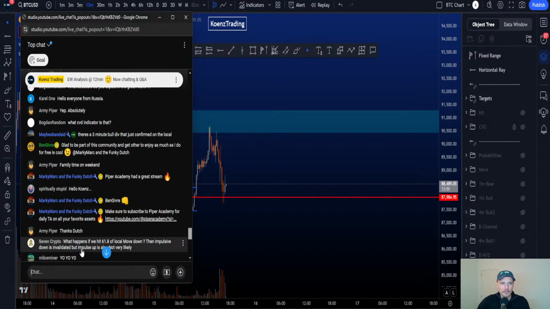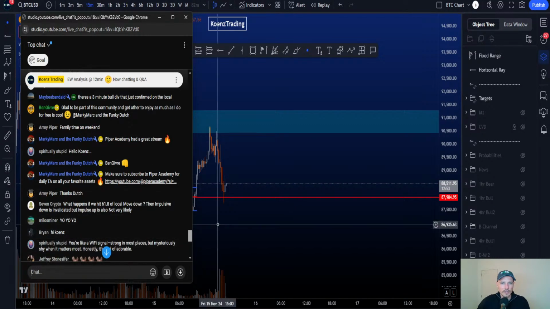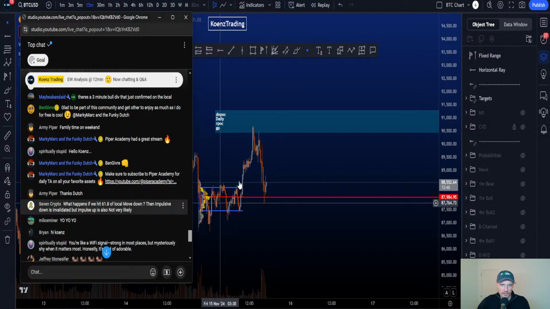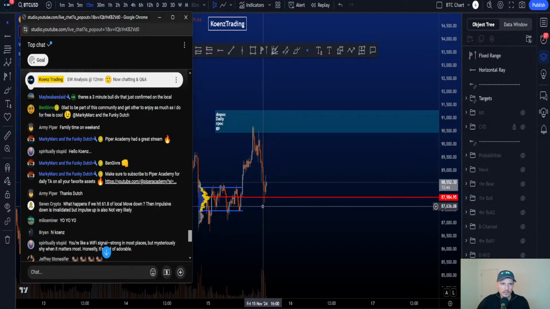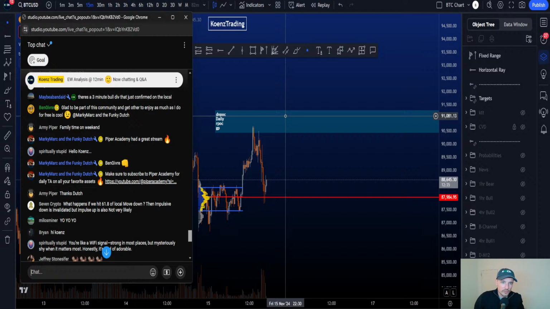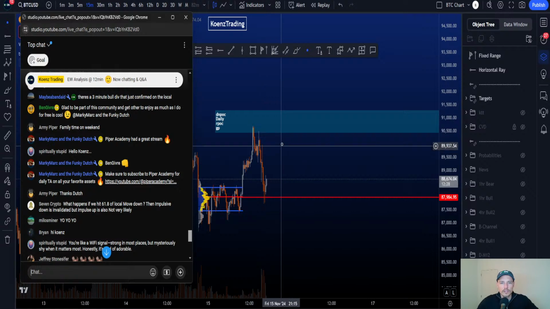What happens if we hit the 618 of the local move down? Then impulse down is invalidated, but impulse up is also not very likely. If you take it from the high to the low, okay. Impulse down invalidated, but impulse up not likely. Well, then you have to think about either the double 1-2, which of course is bullish, right? Or a WXY, where you have W zigzag, X zigzag, and then your wave Y turns into a flat, a triangle, or a zigzag by itself.